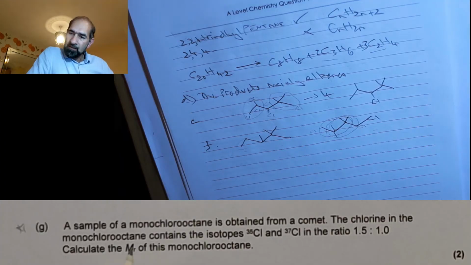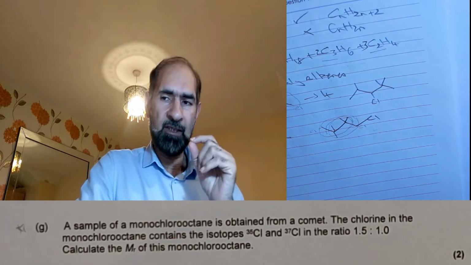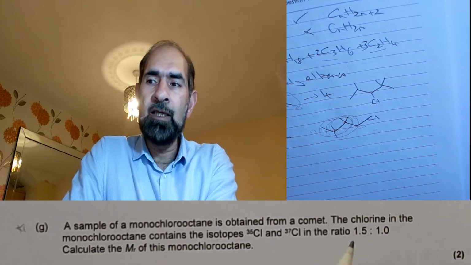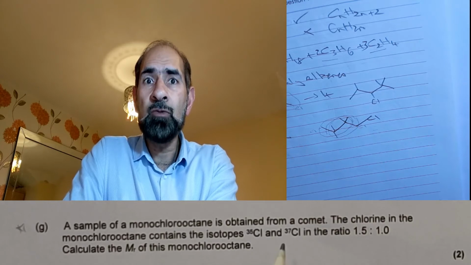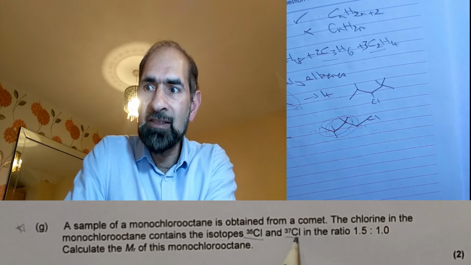So G, a sample of monochlorooctane is obtained from a comet. The chlorine in the monochlorooctane contains the isotope chlorine 35 and chlorine 37 in the ratio 1.5 to 1.0. Calculate the MR of this monochlorooctane. Initially, when I'm looking at this question, I thought the same molecule contains the Cl35 and the Cl37.